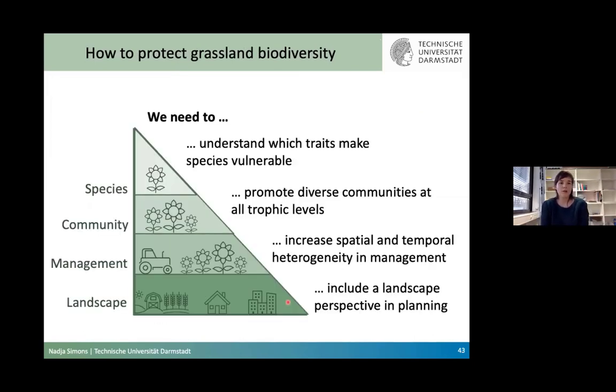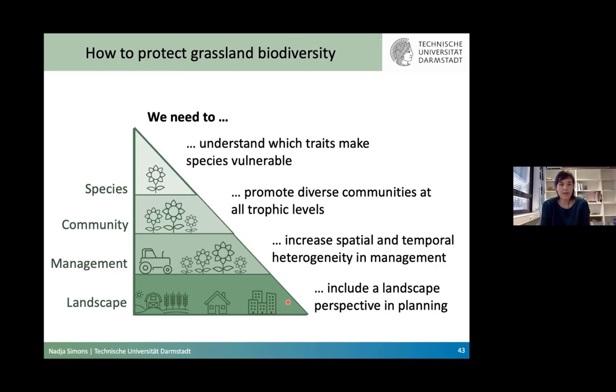So summarizing my talk, we wanted to understand more about how we can protect grassland biodiversity and especially insects. We can look at four different scales. So what we need to do is at the species level, so at the level of individual arthropod species, we need to understand which traits make those species more vulnerable to management and other drivers of decline. At the level of communities, we need to make sure that we can promote diverse communities at all trophic levels, because that will support diversity at closely connected trophic levels.